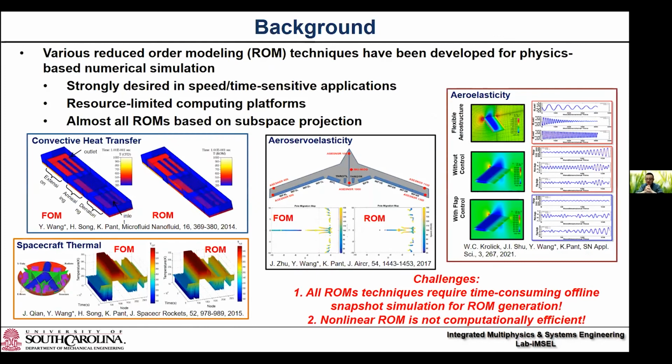All right. So the background. In the past decade, various reduced modeling techniques have been developed for physics-based numerical simulations. Why? Because a lot of times speed and time-sensitive applications are strongly desired. Especially in scenarios where the computing resources are very limited, reduced models are even more useful because the demands for computing resources of the reduced model will be very low. And almost all the reduced models are based on subspace projection. All right. So basically, these animations and also these figures show some work in our group in the past 10 years.